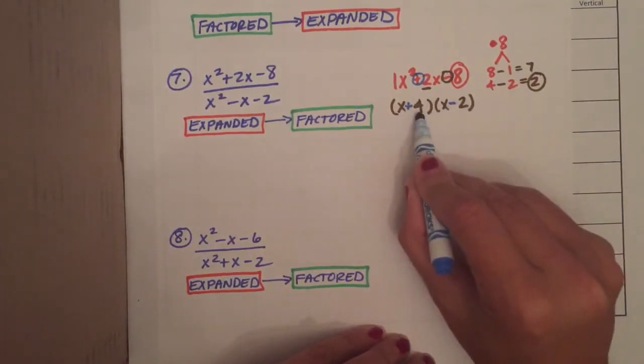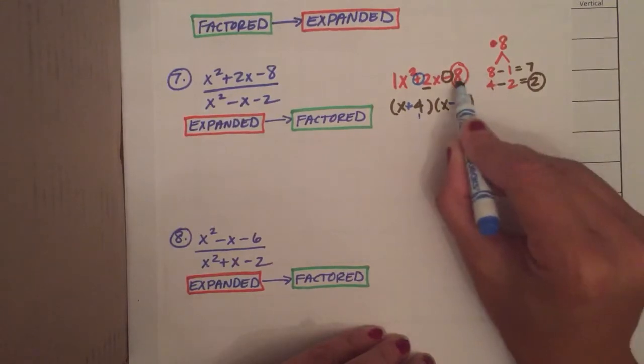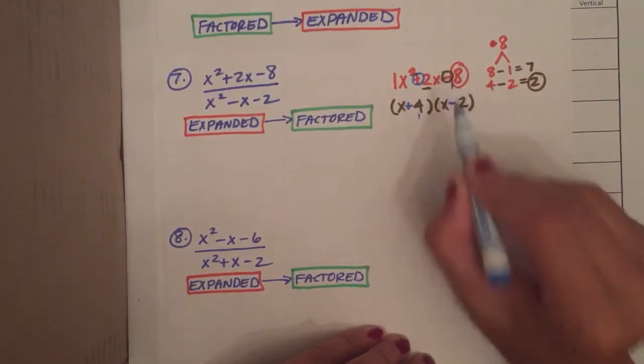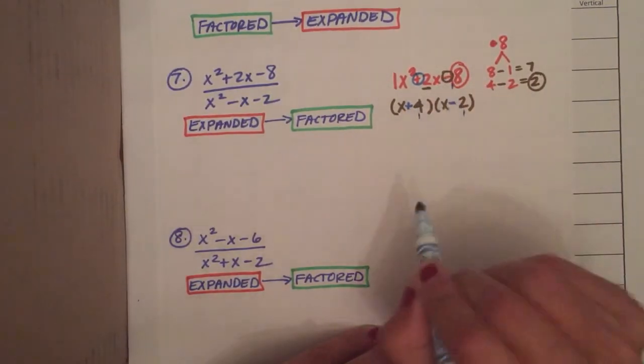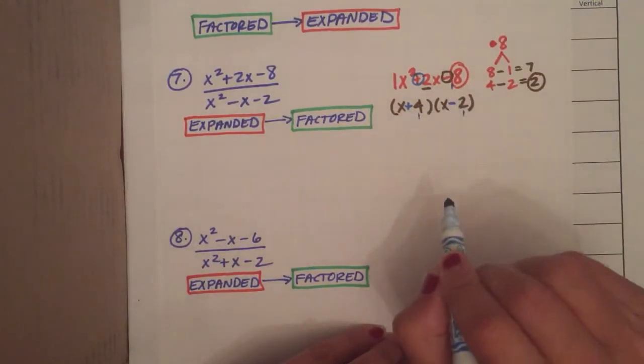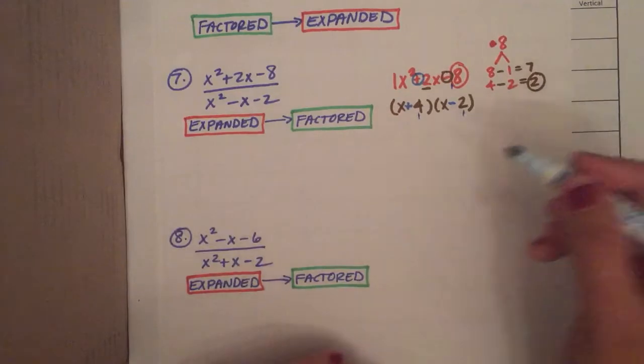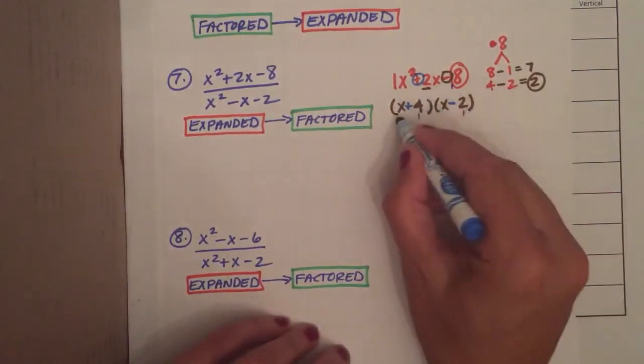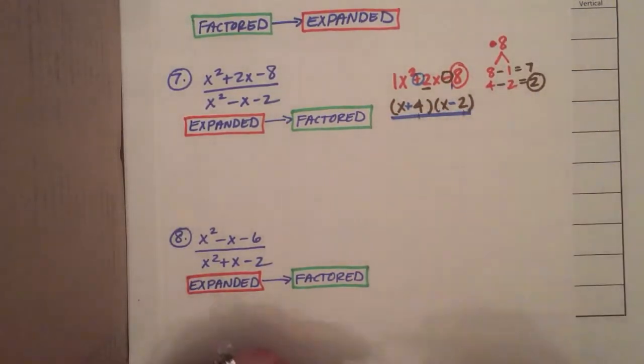Because when you multiply this value times this value, you have to get this one. And in order to get a negative number, I have to have a positive times a negative. So positive 4 times negative 2 gives me negative 8. So I've just factored the numerator. So that's my numerator. So now let's factor the denominator.